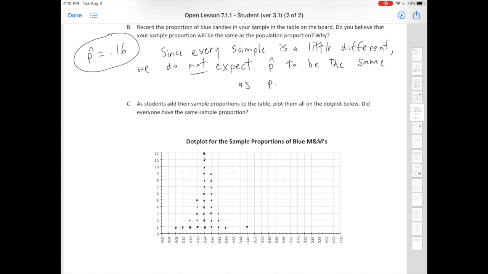So question, as students add their sample proportions to the table, did everybody have the same sample proportion? So the answer is no, right? The students got different answers. Of course, some answers matched, but the sample proportions varied between students.